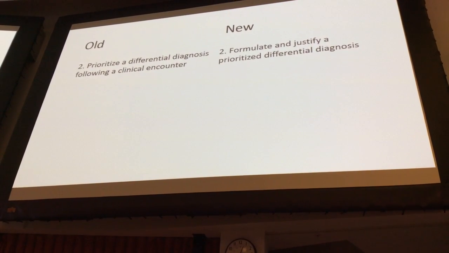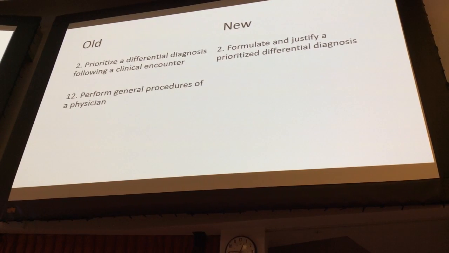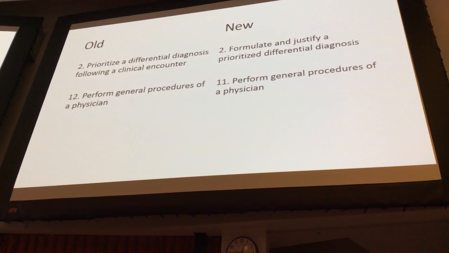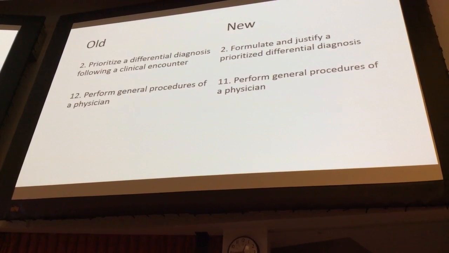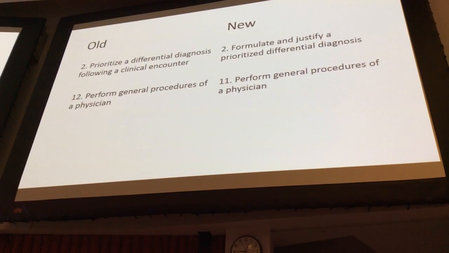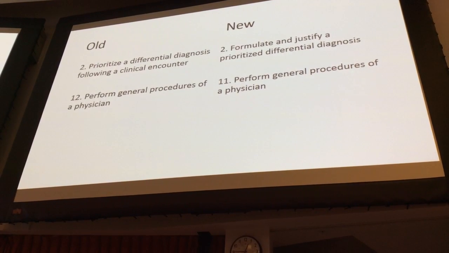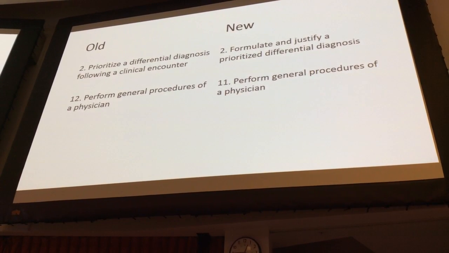Other changes are a little bit different. For instance, number 12 used to be perform the general procedures of a physician. Now that's number 11. Why? Because somewhere along the line something got put together or deleted or moved around, so the numbering may change. So if you used to know what EPA 7 was, you may not know what EPA 7 is now. It's probably still the same content somewhere, but it may be slightly changed.